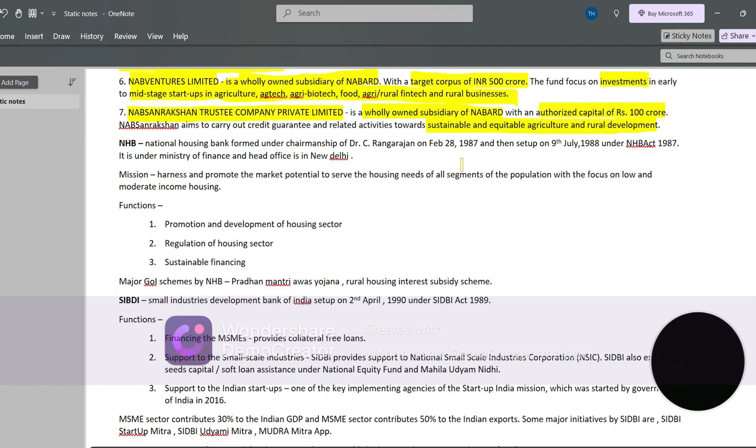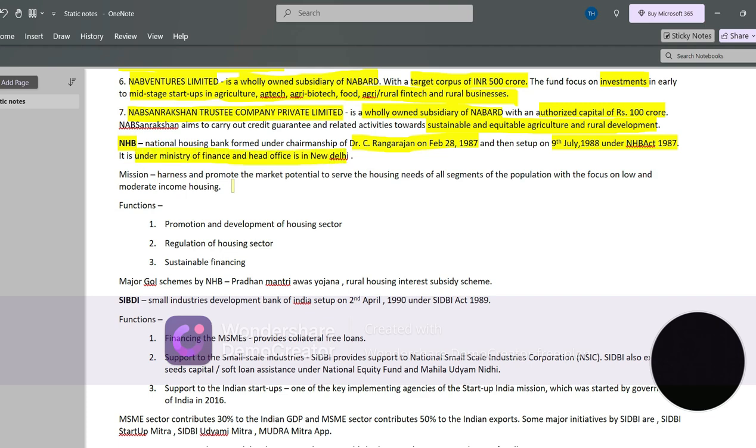Next is NHB. NHB is the National Housing Bank, formed under the chairmanship of Dr. C. Rangarajan on February 28, 1987. Then it was set up on 9 July 1988 under the NHB Act, which was passed in 1987 itself. It is under the Ministry of Finance and head office is in New Delhi.